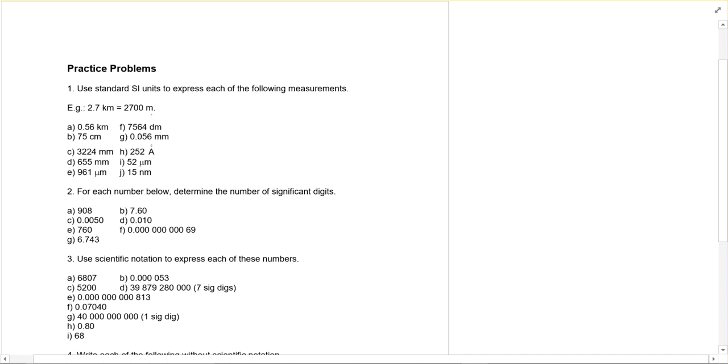Good thing about physics in Canada is we use the metric system, not that stupid imperial system where you have to remember how many units, like feet in a mile, all that kind of stuff. With metric, it's pretty straightforward. It's all factors of 10.